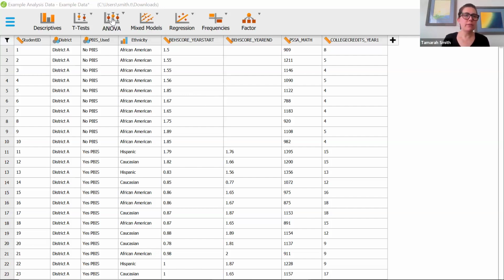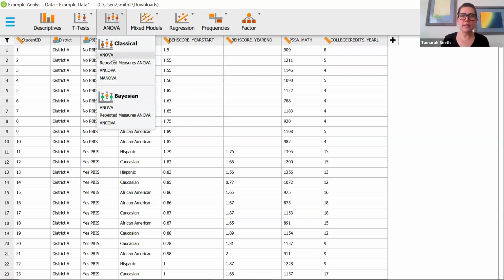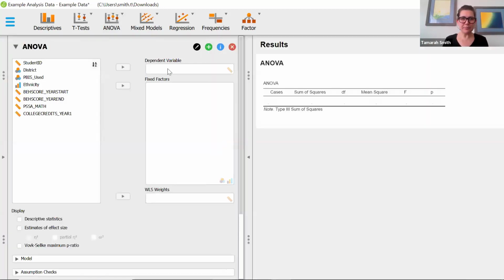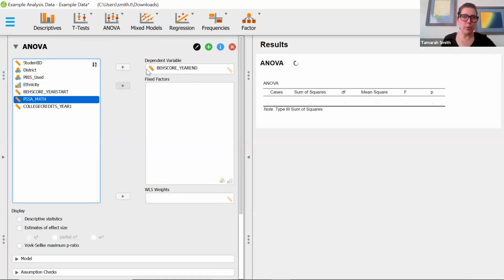To run an ANOVA, very straightforward. We're going to our ANOVA tab, and I'm just going straight to ANOVA. I'm not doing any of these fancy guys here today, just going straight to ANOVA. In here, I'm going to put in my dependent variable, which in this case is the behavioral score at the end of the year. Your dependent variable is never one of your categories. It's always that kind of continuous variable that you can get the mean or the average score for.